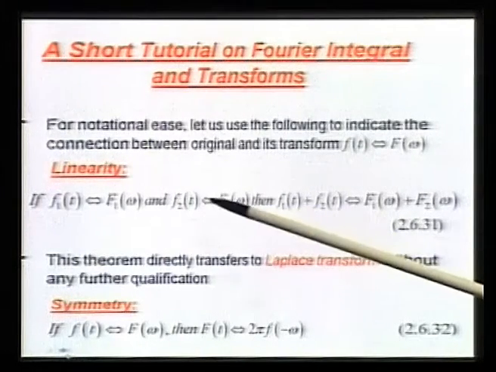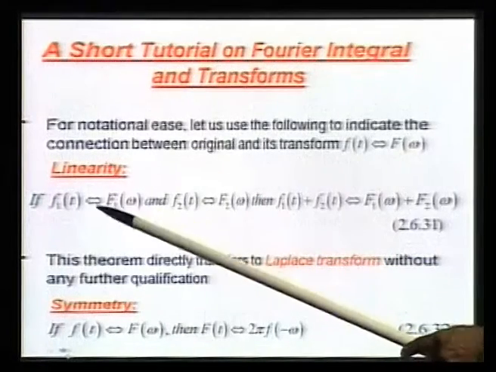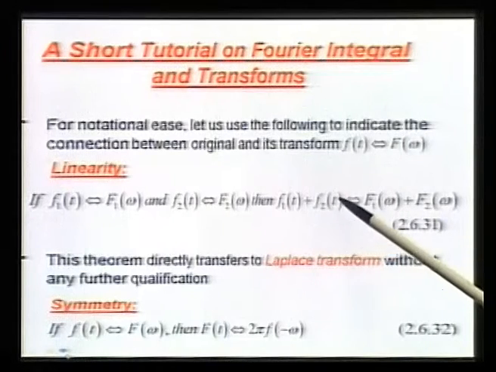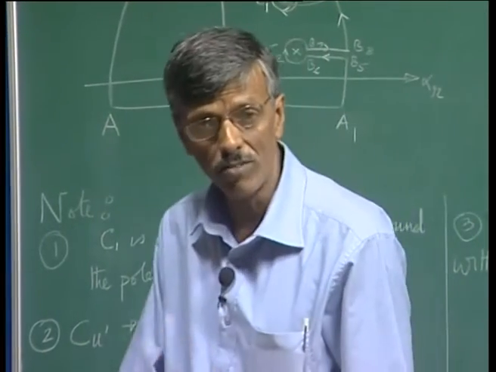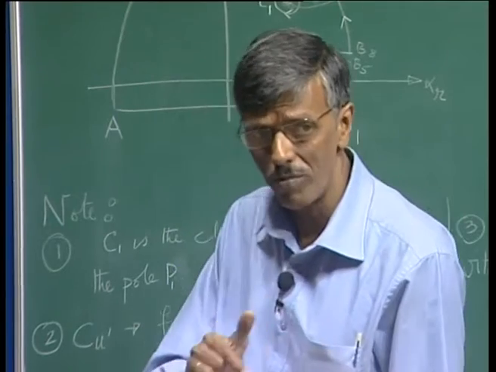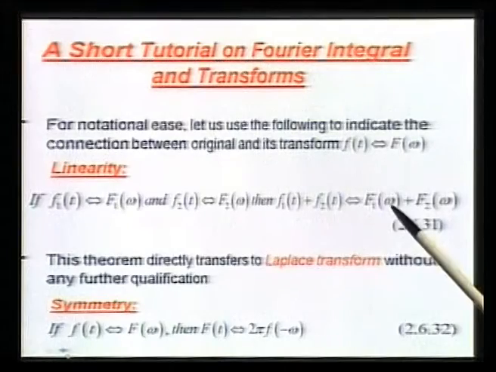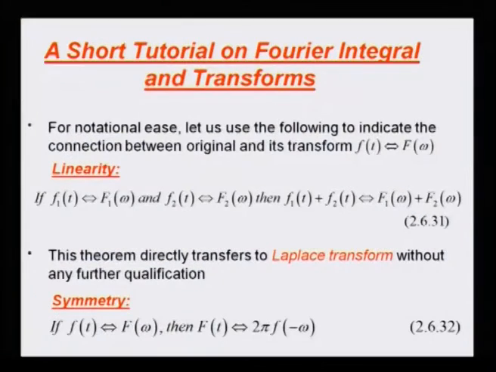We talked about then two such functions f 1 and f 2, which have their respective transform pairs, and we showed the linearity property holds, because Fourier transform operation itself is a linear operation. It does not matter whether f of t is governed by nonlinearity or not. The transform is a linear operation, right. And this Fourier transform property directly transforms to Laplace transform.